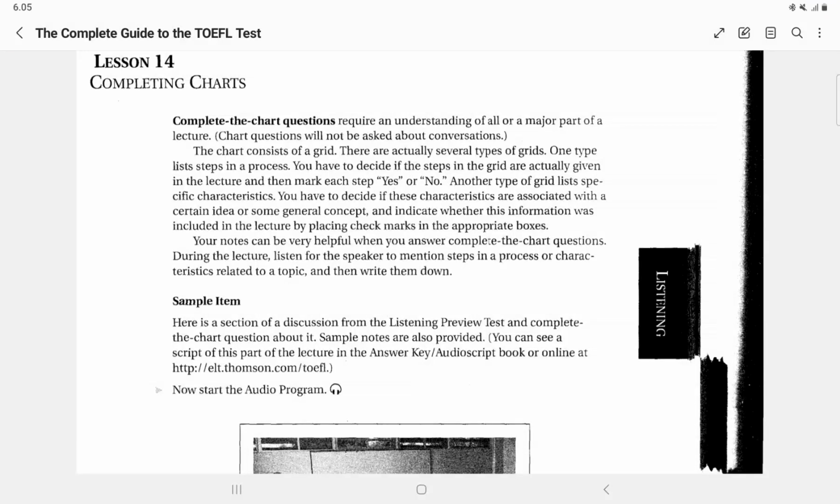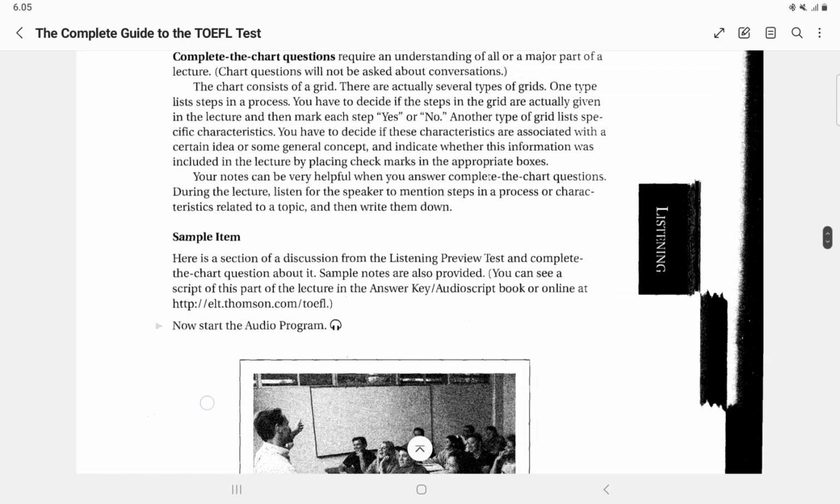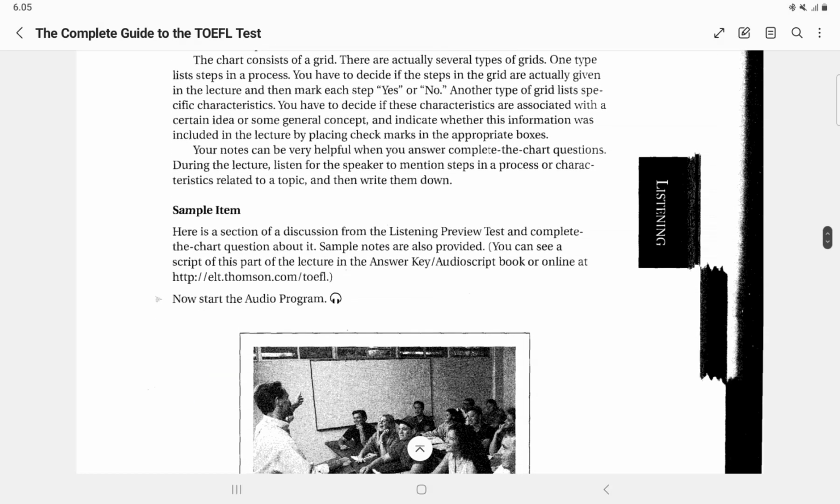Lesson 14, completing charts. Complete the chart questions require an understanding of all or a major part of a lecture. Chart questions will not be asked about conversations. The chart consists of a grid. There are actually several types of grids.